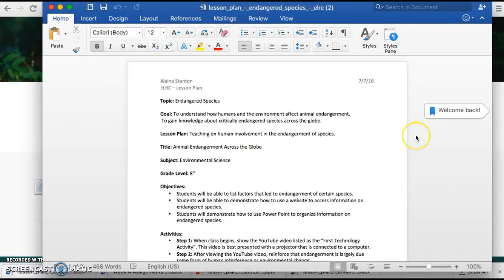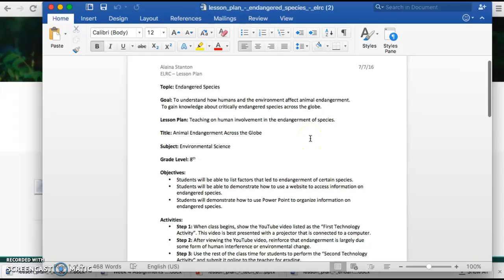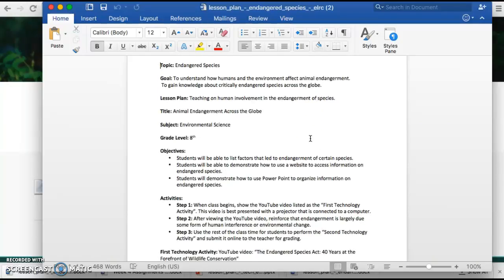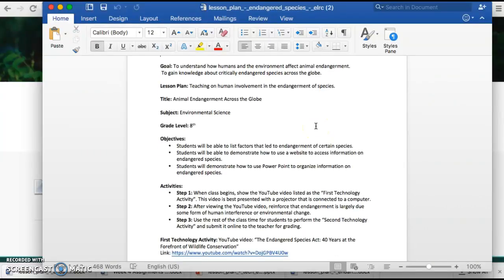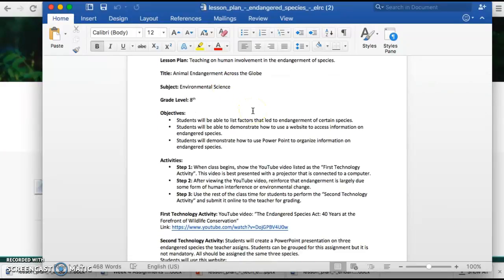Okay, so the topic is endangered species, as I said before. Goals are to understand how humans and the environment affect animal endangerment, and to gain knowledge about critically endangered species across the globe. That's basically the broad thing about it. The subject is environmental science. This is for 8th grade level.